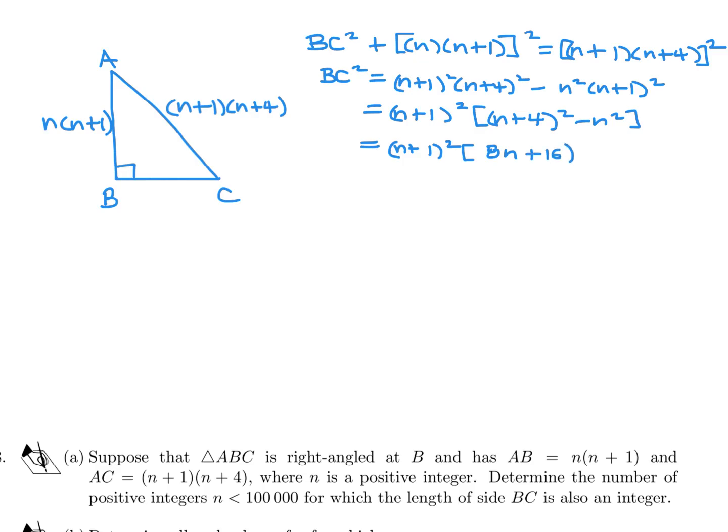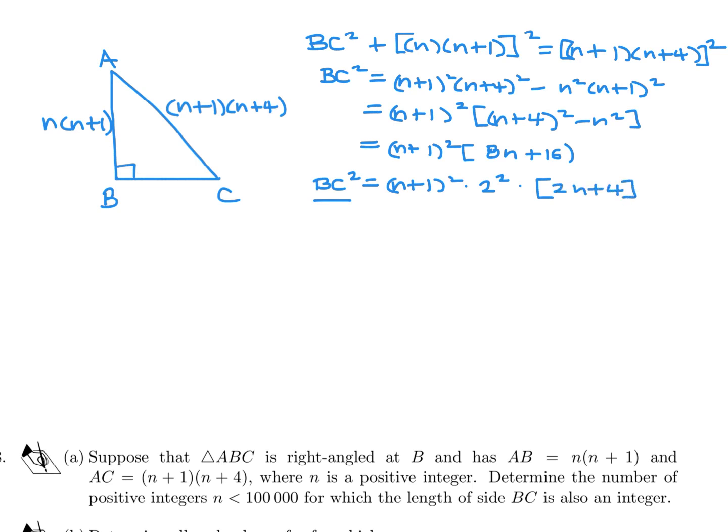All right, so what do I do now? BC squared equals n plus 1 squared times 8n plus 16. I think I can factor out an 8 or a 4. I'm going to factor out a 4, because 4 is 2 squared, and that is consistent with this perfect square. When I factor out that 4, I am left with 2n plus 4.